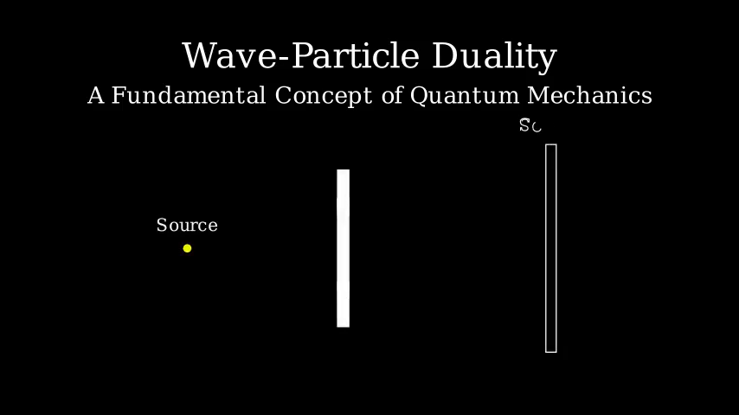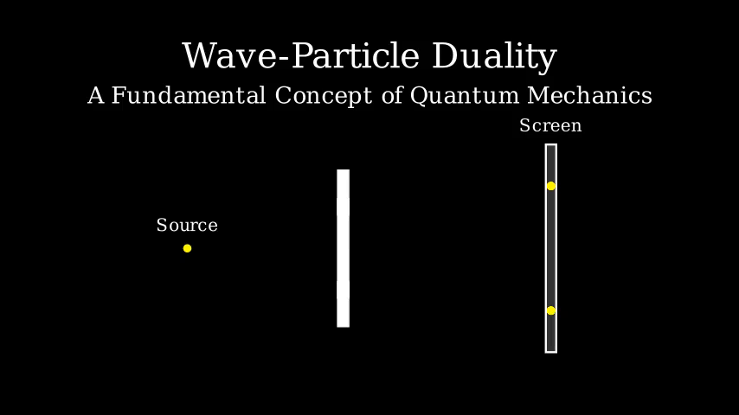Here we have a source that emits particles like electrons. These particles pass through two slits, and we detect where they land on a screen behind the slits. When we fire particles one at a time, we might expect them to create two bands on the screen corresponding to the two slits. And indeed, when we observe individual particles, they appear to go through one slit or the other, acting like classical particles.